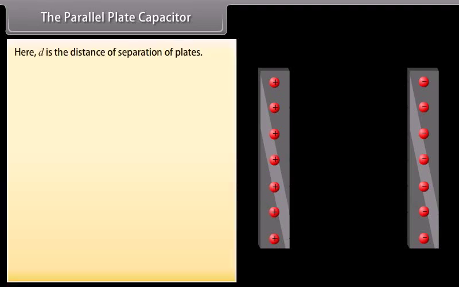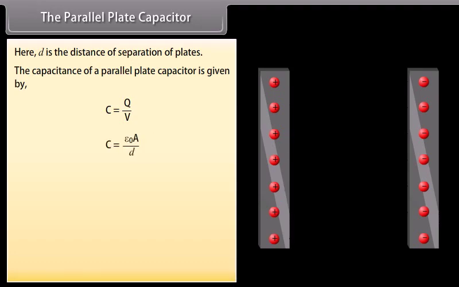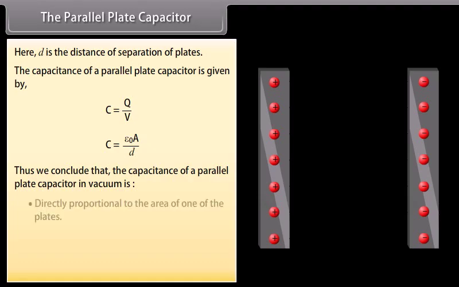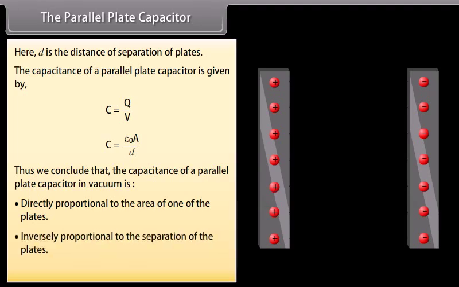Here, D is the distance of separation of plates. The capacitance of a parallel plate capacitor is equal to Q upon V, which is equal to epsilon naught A upon D. Thus, we conclude that the capacitance of a parallel plate capacitor in vacuum is directly proportional to the area of one of the plates, inversely proportional to the separation of the plates, and independent of the charge on the capacitor.